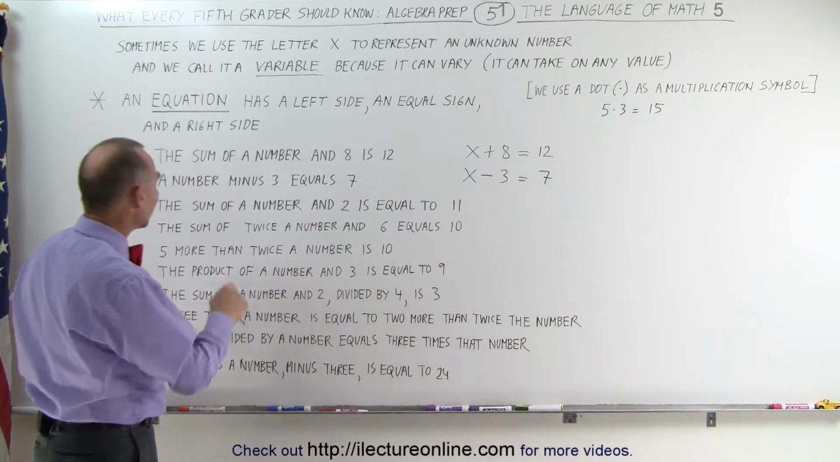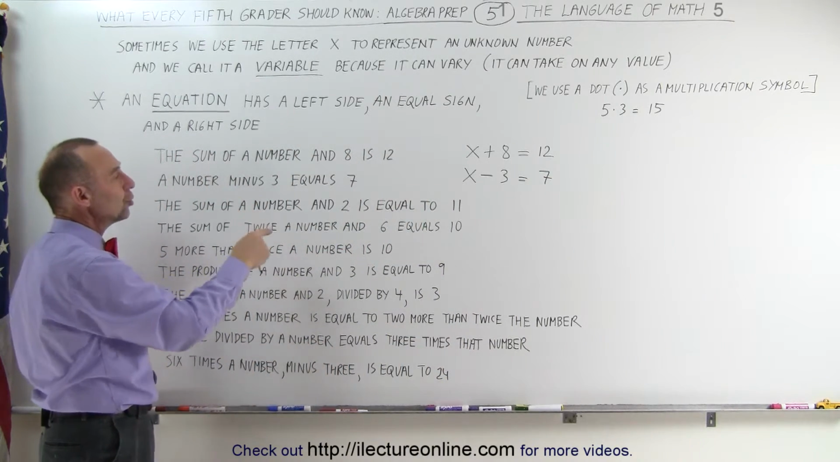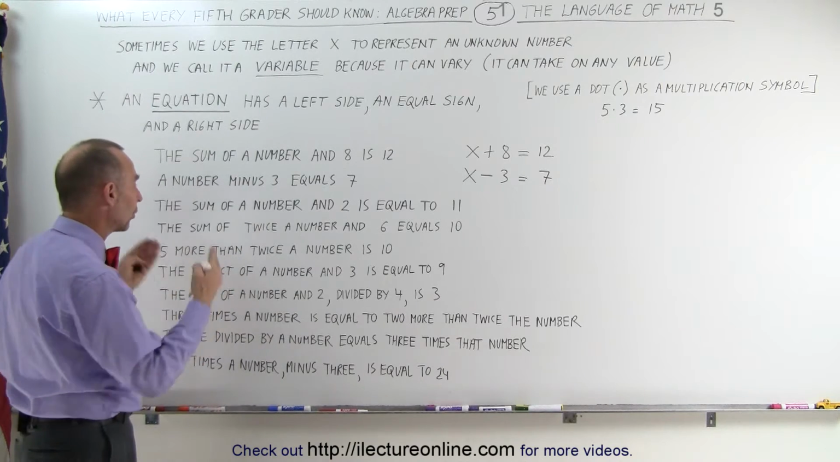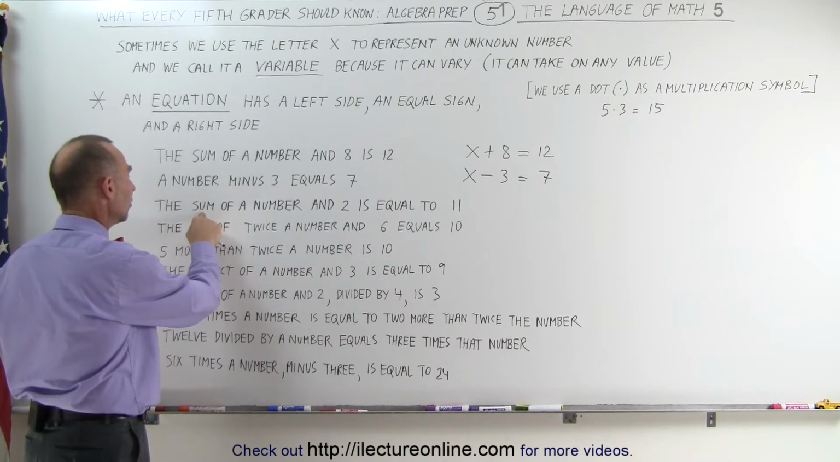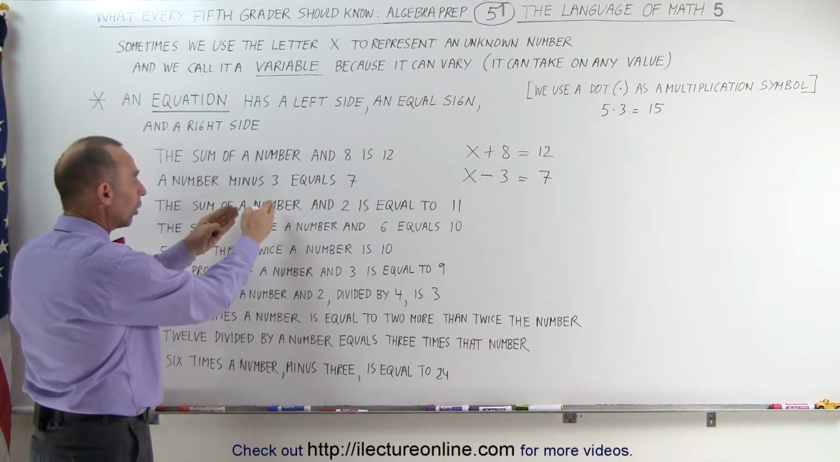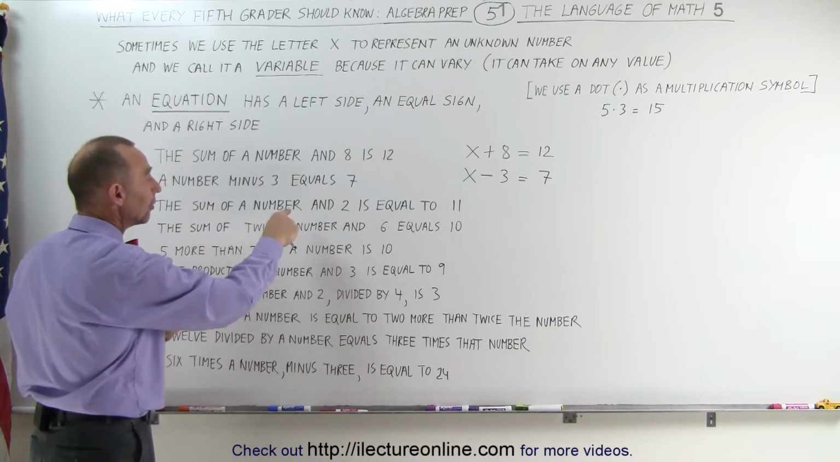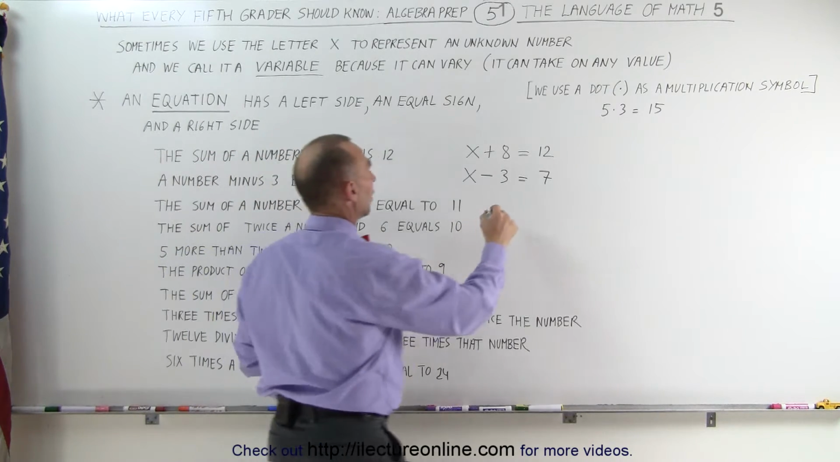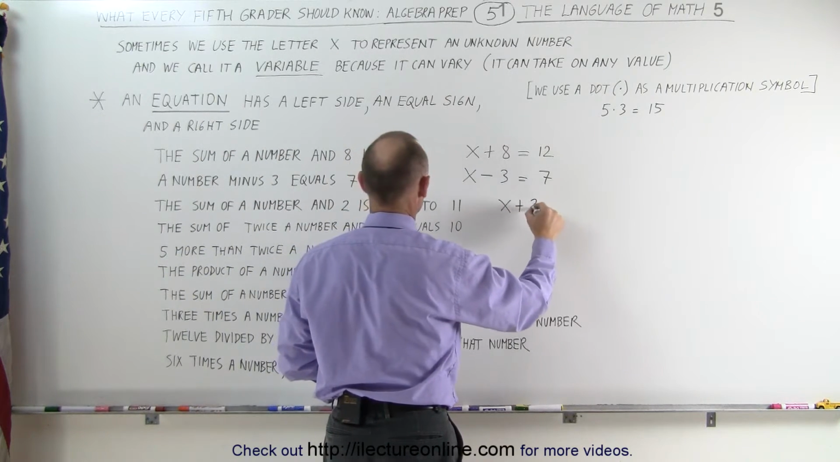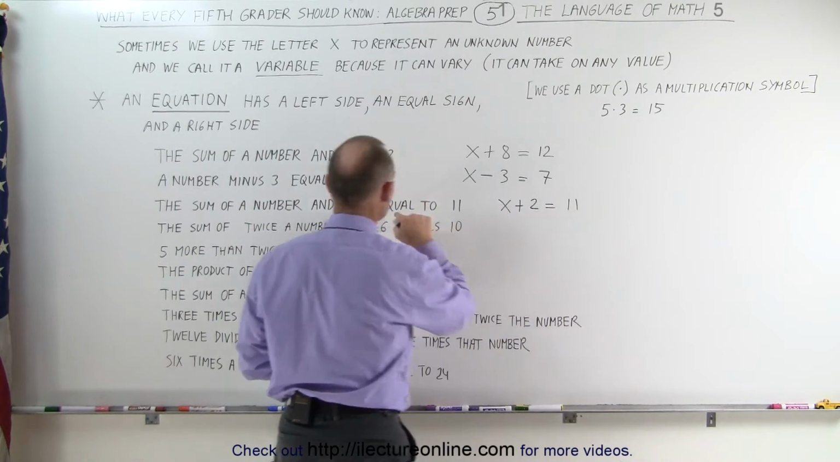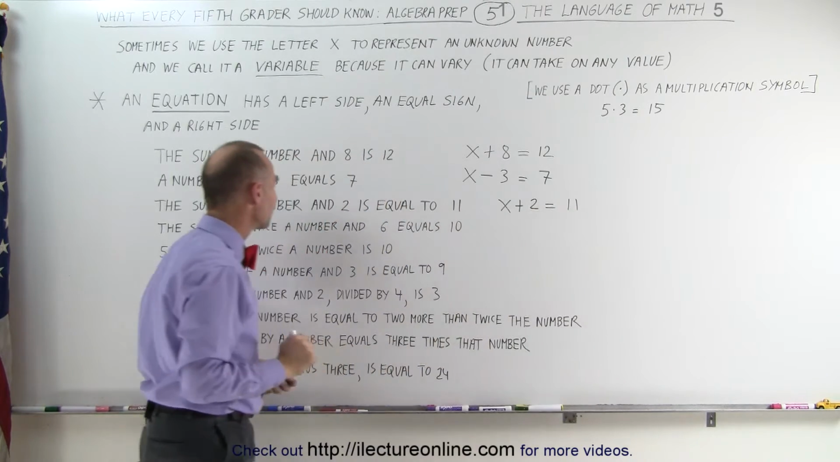The next sentence says the sum of a number and 2 is equal to 11. So we're going to have an addition. That means the sum means an addition. A number, an unknown number, will be represented by x, and we're going to add 2 to that. And means addition. An unknown number plus 2 equals 11. Equals, of course, is the equal sign.